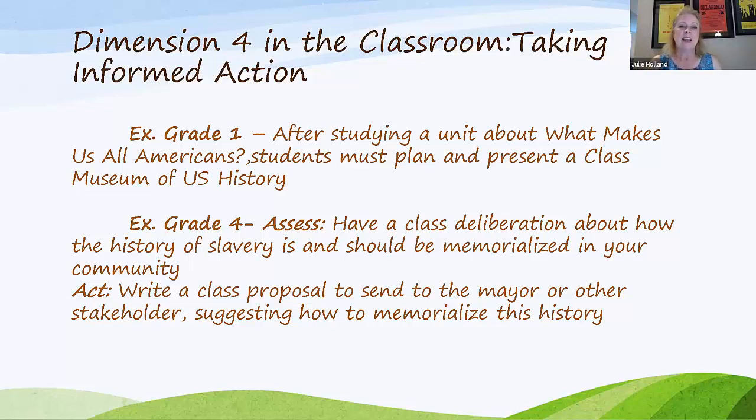That's good citizenship. In grade 4, they could have a class deliberation about the history of slavery and how it could be memorialized in their community. They could write a class proposal then. Here's where they could really take that action out in an authentic way. They could send it to the mayor or other stakeholders suggesting how to memorialize, again, slavery in their history, in their community. So that's one example of how they could take their knowledge and share at either the school level or the community level.